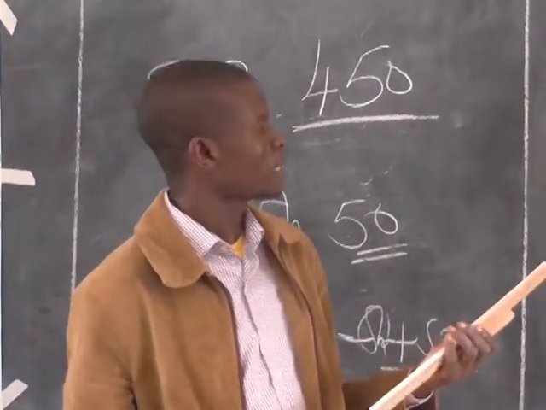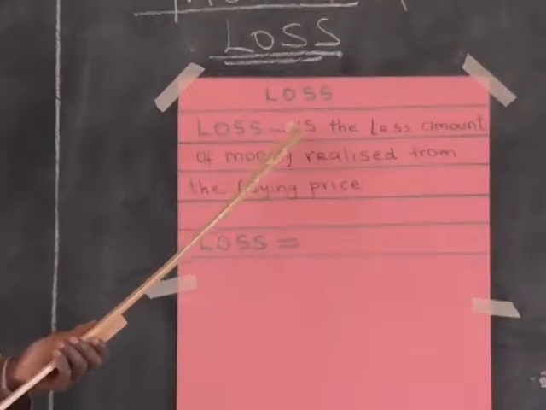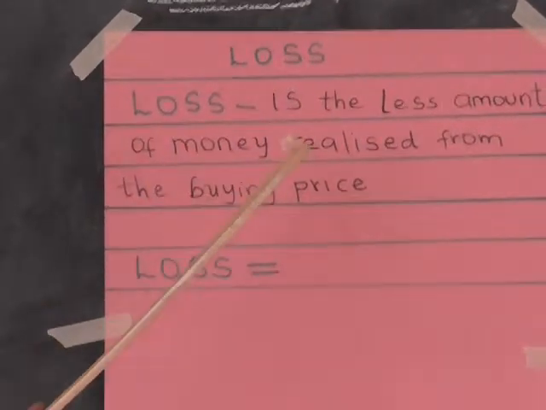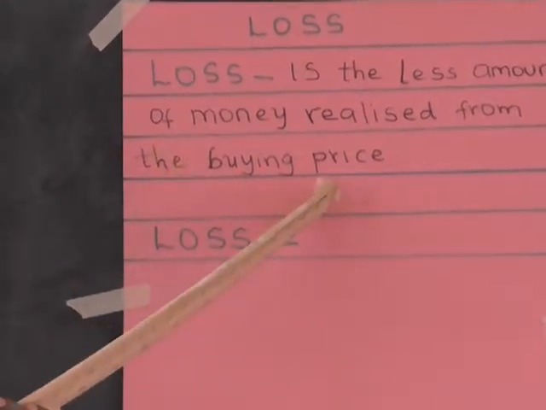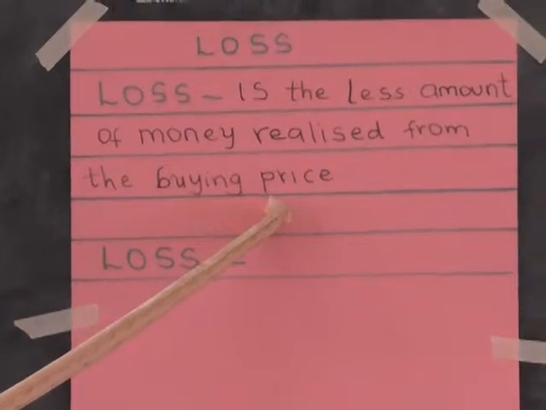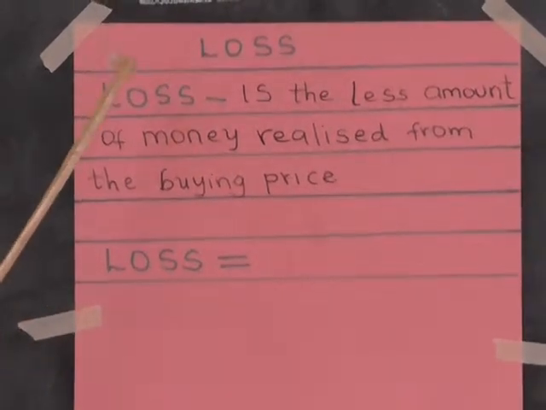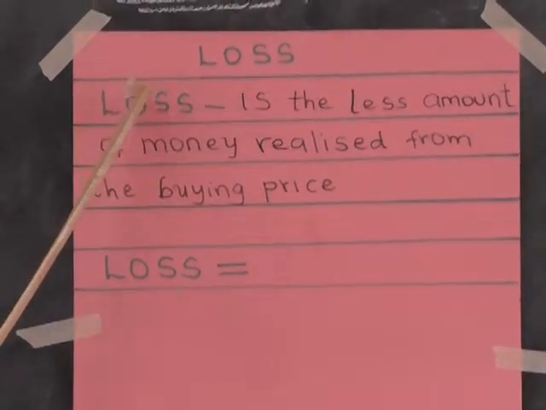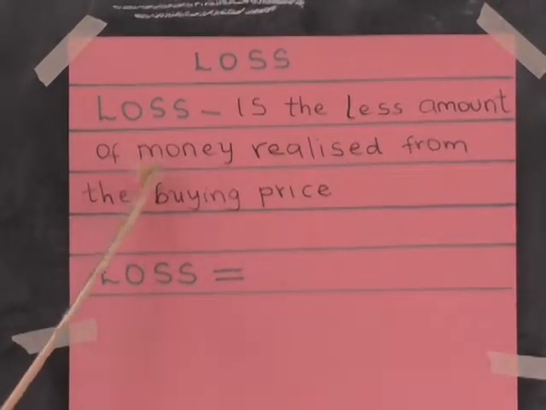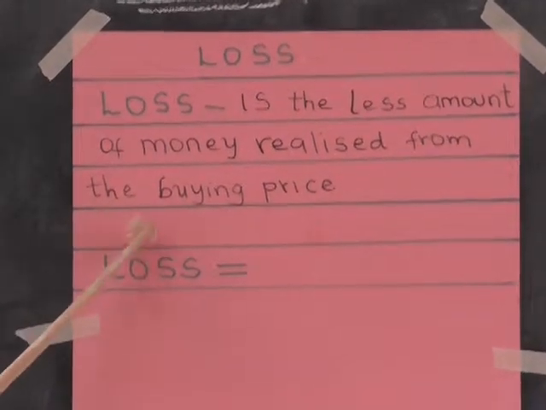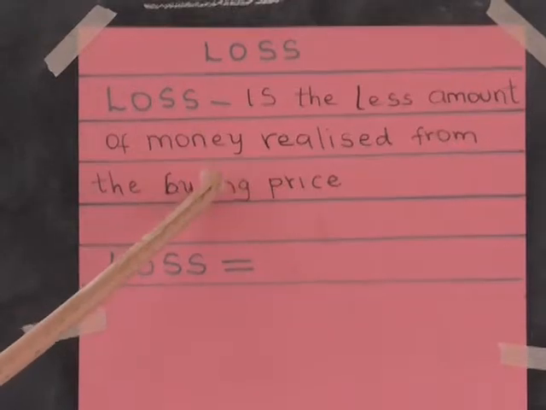Now, as you can see, the teacher is trying to explain that loss is the less amount of money realized from the buying price. I'll repeat, loss is the less amount of money realized from the buying price. Now, why do we say that?